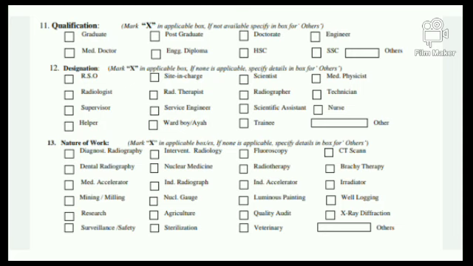So basically for radiographers we select the radiographer designation. For physicists they will select the medical physicist. For radiologist they will select the radiologist. So on, so on. If you are trainee you have to mention the trainee.